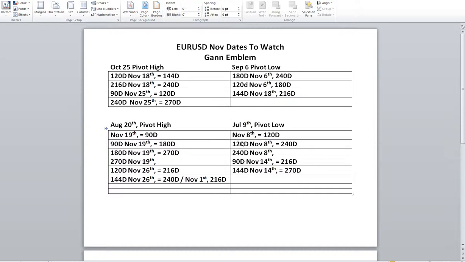And this one coincides with other calculations I have that tell me anywhere between the 8th, the 11th, 12th, 13th, around there, there's going to be a lot of action in the euro. So just want to let you know. You want to jot these down or whatever. But today's the 6th, so this is the cluster. And Friday, I'm really looking to see what the euro is going to do.